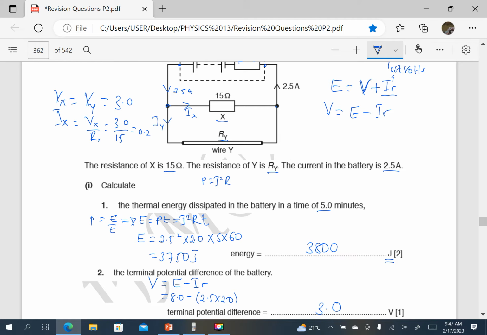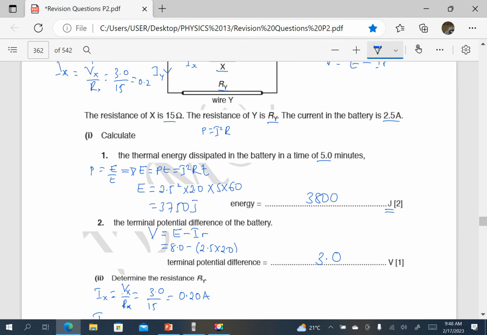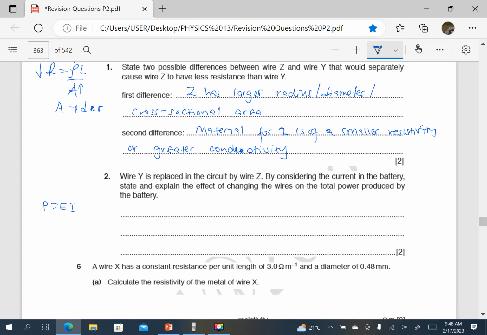And if the current in the battery is increasing, yet the internal resistance of the battery has not changed, it means that the power dissipated in the battery must increase. So total resistance decreases, which means the current in the battery increases.